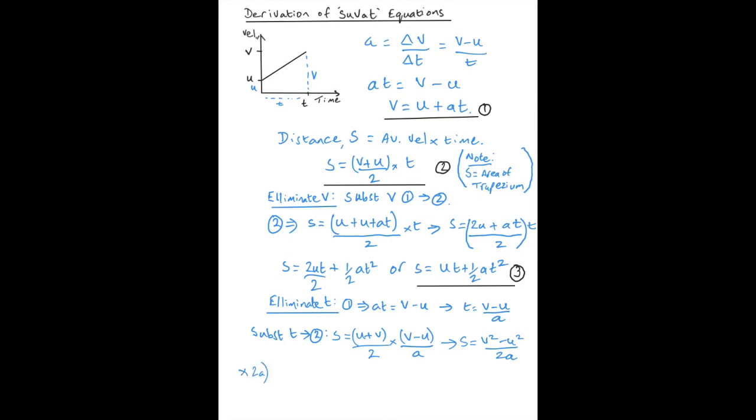If we then multiply through this equation by 2a, we get that 2as is equal to v squared minus u squared, and then rearranging this equation into its more usual form, we get that v squared equals u squared plus 2as, which is the usual form for our fourth equation.